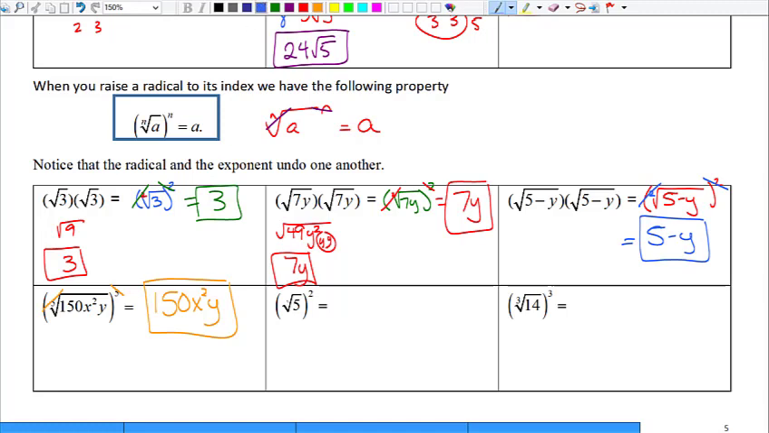All right, our next problem is the square root of 5 squared. Well, the 2s just undo each other and you're left with 5. And the last one, the 3 index for the cube root of 14 and the 3 exponent undo each other and you're just left with 14. Okay, and that concludes our lesson on radicals.